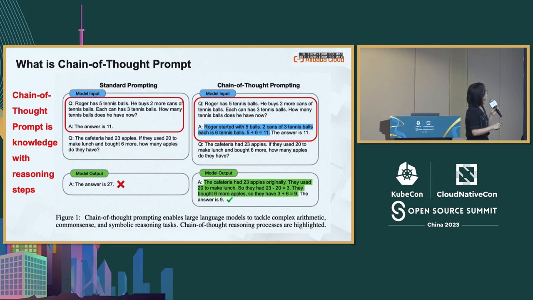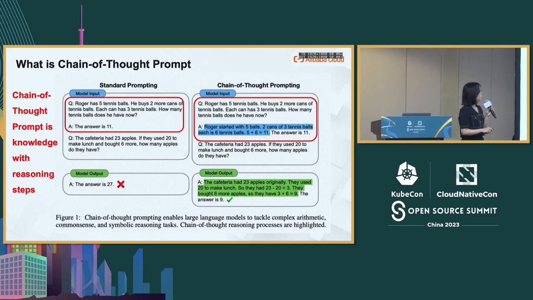We can see an example here in the standard prompting. The question raised by the user is a very simple logical or mathematical task, like: the cafeteria has 23 apples. If they use 20 to make lunch and buy six more, how many apples do they have? And the Q&A with similar questions like the one raised by your user. All of these will be put into the LLM, but ChatGPT cannot give us the right answer. Because the answer for the prompt, a mathematical test about Roger's tennis balls, just says the answer is 11 without explaining why the answer is 11.